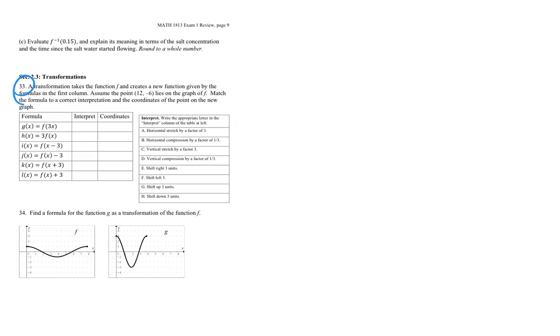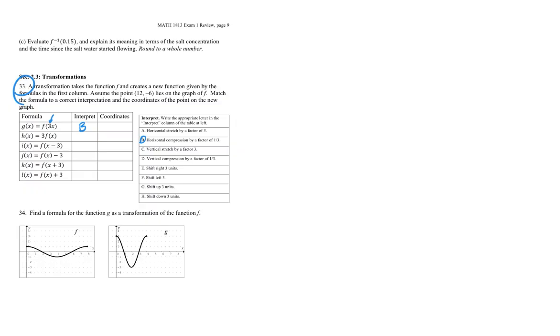Moving on to number 33. It says a transformation takes a function and creates a new function by giving formulas in the first column. Assume the point (12, -6) lies on the graph of f. Match the formula to a correct interpretation and the coordinates of the point on the new graph. Okay, so if we are multiplying the x by 3 on the inside of the parentheses, that is going to be a horizontal compression by a factor of 1/3, so that would be a B there.